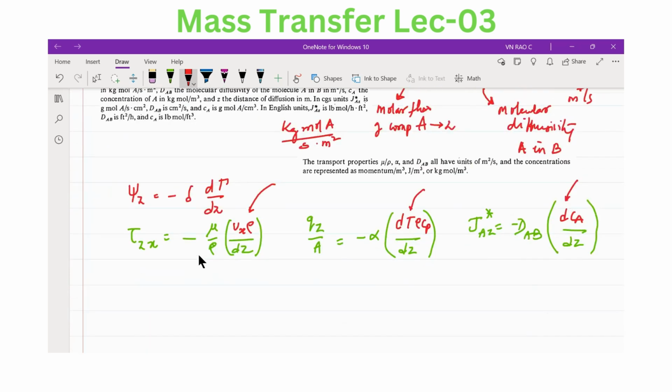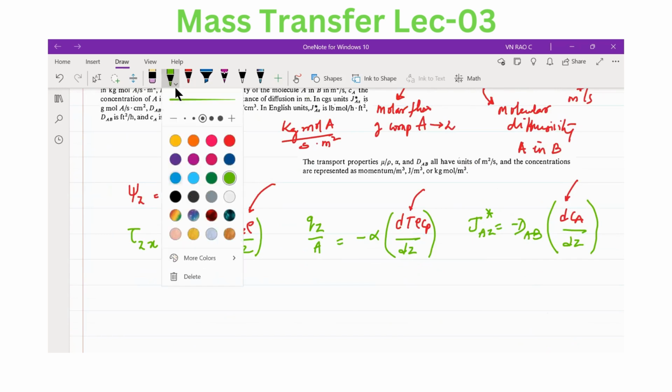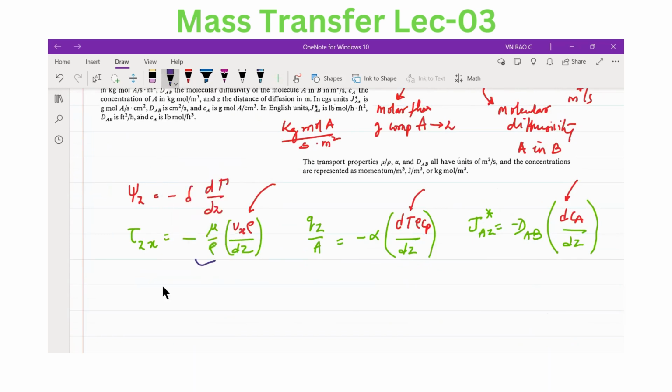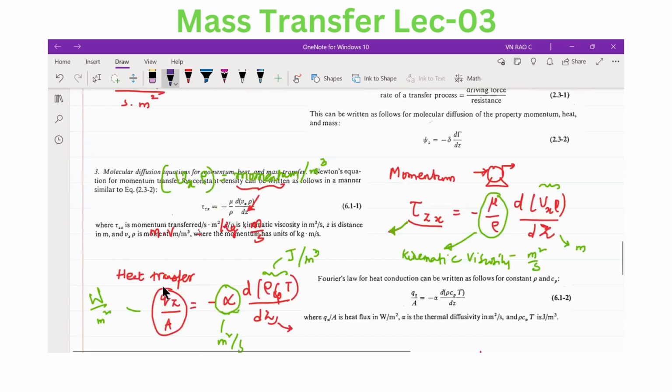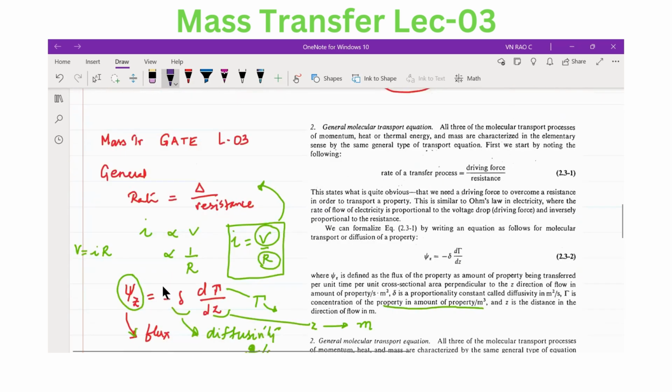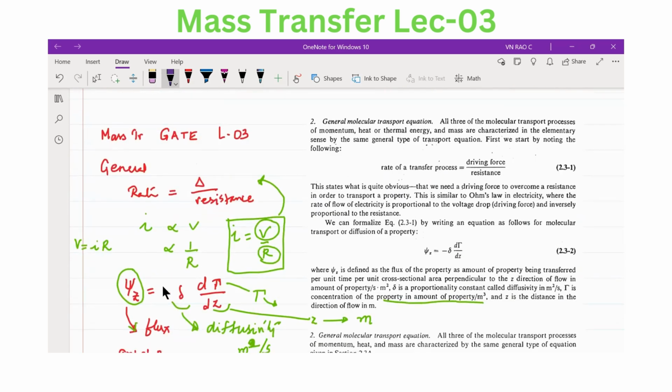So here the terms which are very important to understand are this similarity, this one, and this one. So this is a general discussion on the molecular transport equation in three different processes. What is the first one? First one is psi z is equal to minus delta d tau by dz.